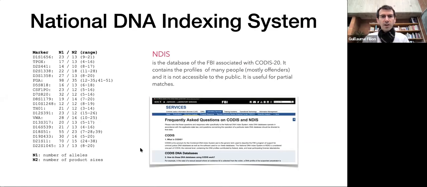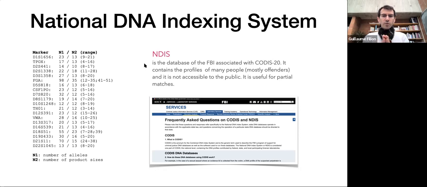So there's the National DNA Indexing System, or NDIS. NDIS is the database of the FBI associated with CODIS 20. It contains the profiles of many people, mostly offenders, and it is not accessible to the public. It is useful for partial matches. That's what we're going to see in a second.